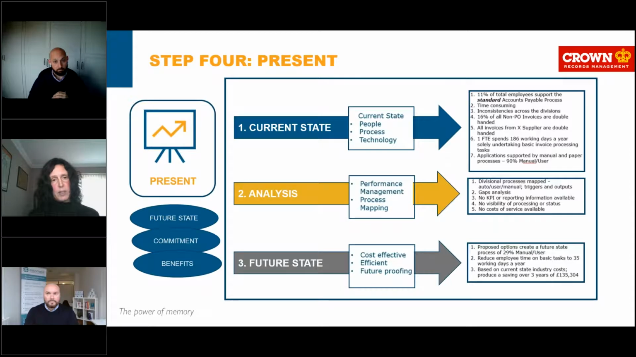So this slide in front of you is just to try and pull those key points together in an executive summary to present back at the very end.